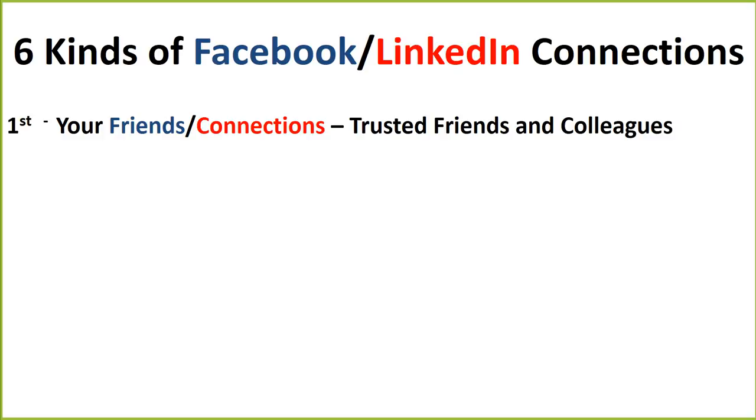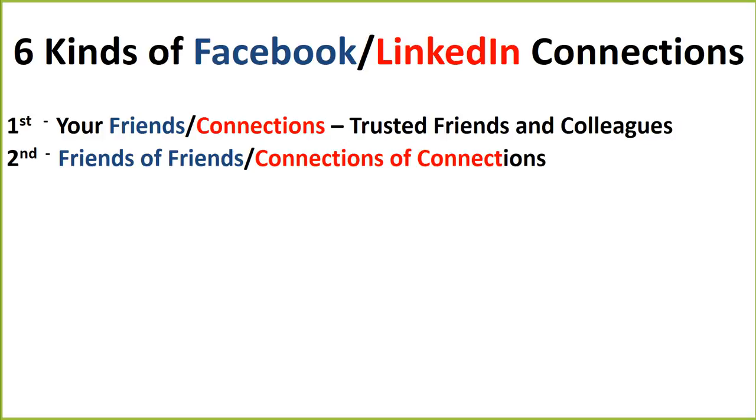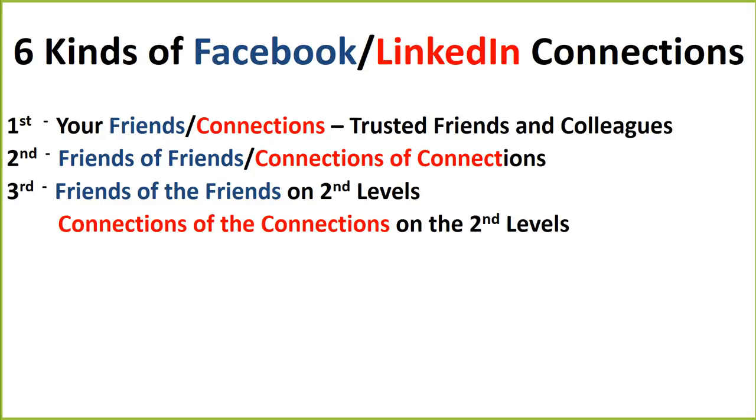There are 6 kinds of Facebook and LinkedIn connections. Facebook is in blue, LinkedIn is in red. Your friends or connections, those are your first level, trusted friends and colleagues. Second level are the friends of your friends or the connections of your connections. Third level, friends of your friends on the second levels, connections of the connections on the second level.